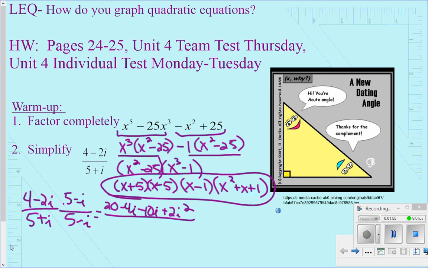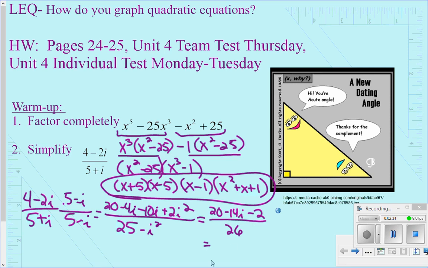So then the denominator, just first times first, 25. And last times last, i times -i is -i squared. So in the numerator, I can combine the -4i and the -10i to get -14i, and also 2 times i squared is going to be -2. And 25 plus -i squared, -i squared means -1 times -1, which is +1. So 25 plus 1 is 26. So 20 minus 2 is 18 minus 14i all over 26.